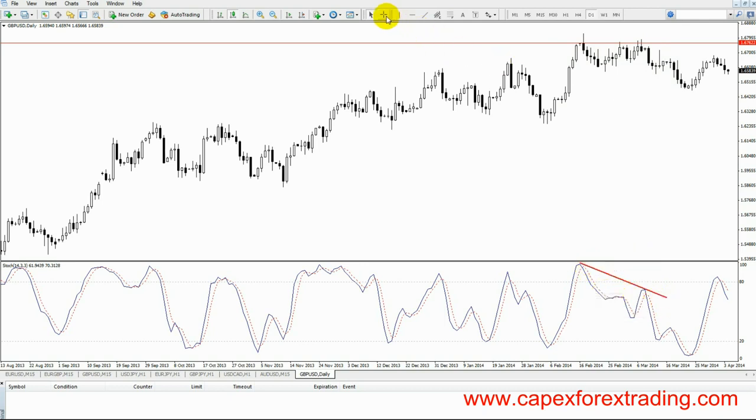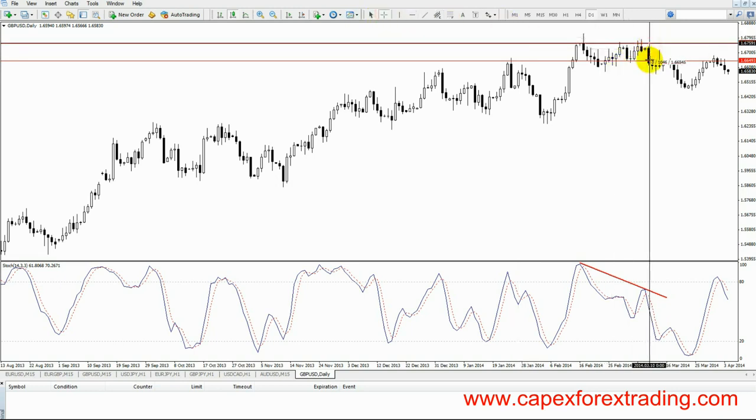So the entry that we would take would be at this level here, which is relative to this lower high in the stochastics indicator, and our target is simply the next previous low, which is this low here. So in terms of our profit, we're looking at about 104 pips with a stop loss that's simply above the high that you traded of 31 pips. So in terms of our risk reward, that is a very, very good trade to take.